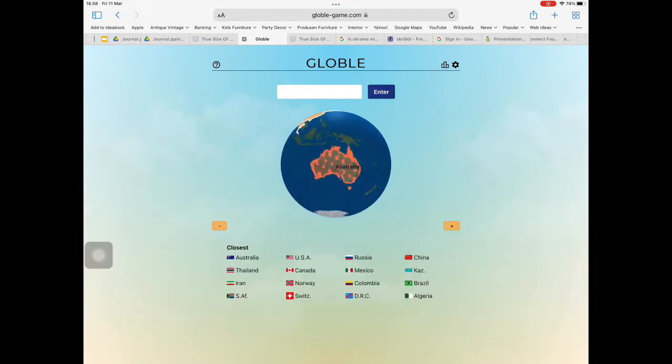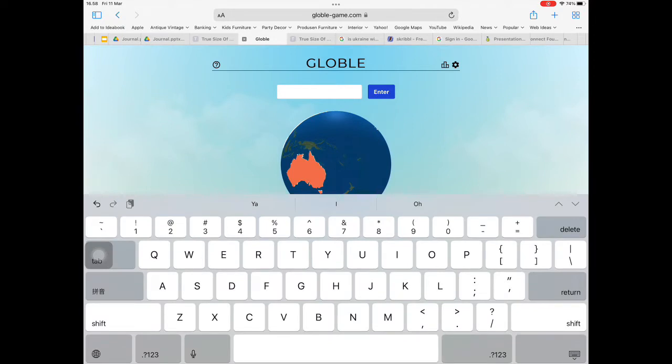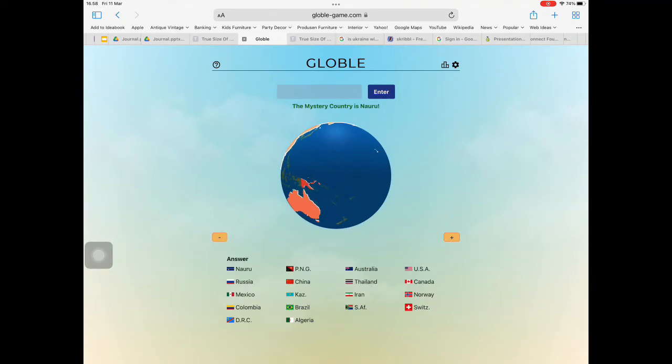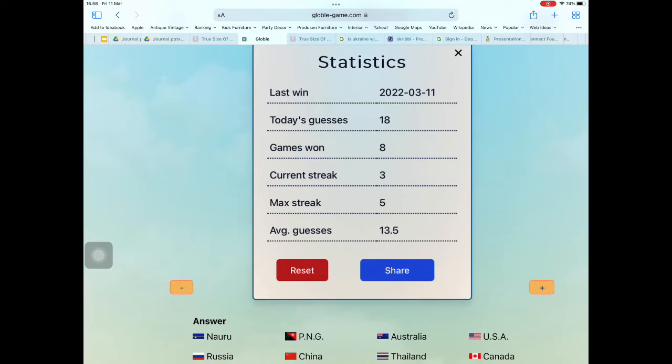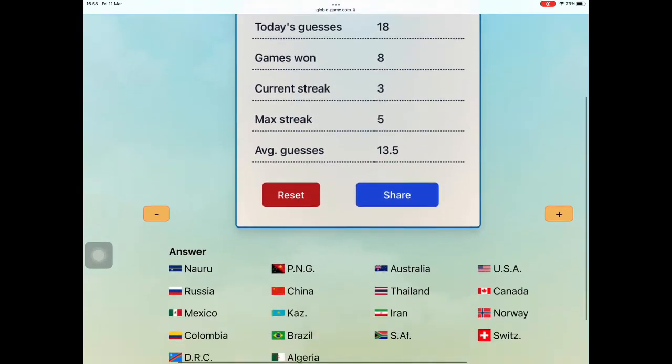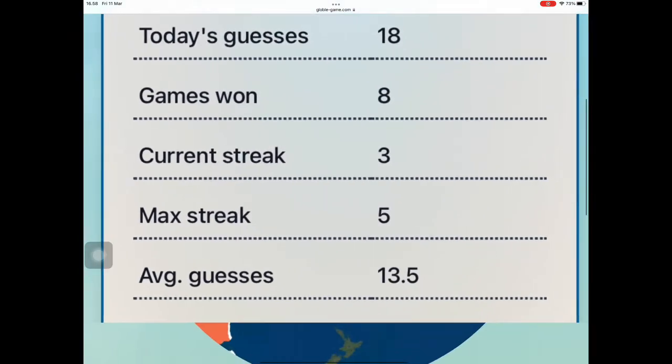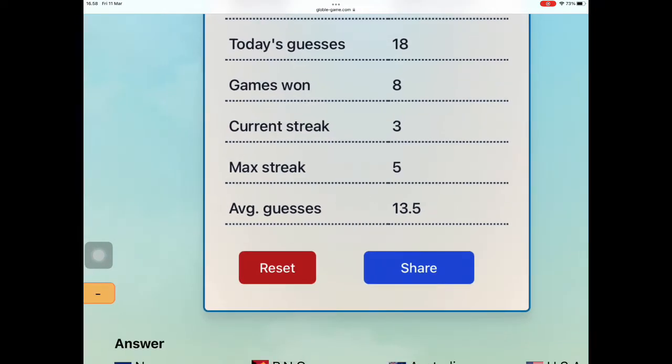I'm first going to try Australia, that's the biggest one. Okay, that's closer, but not the closest of course. Guinea, probably Guinea is really close. Nauru? Yes, it's Nauru. So we needed 18 guesses, which is a lot, and that increased our average guesses. So let's try this again.